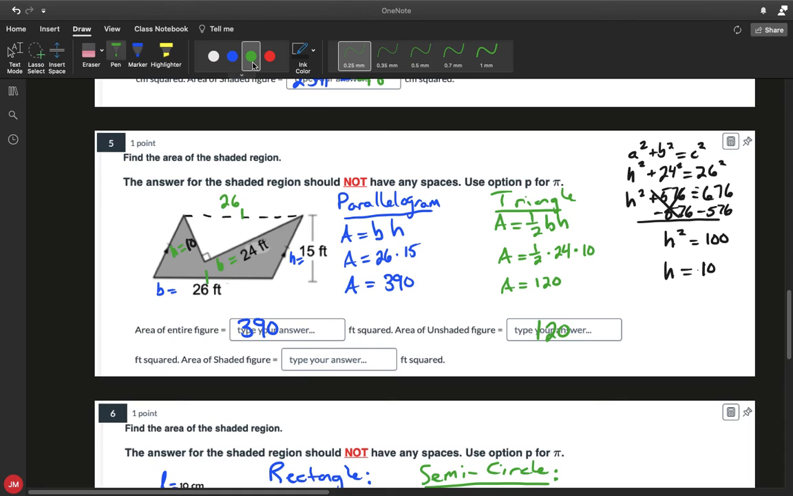Now we need to find the area for our shaded figure. So that would be taking the total area, which is 390, minus the area for our unshaded portion, which was 120. And when you subtract those two numbers, you're going to get 270. So then that would have to be the area for our shaded figure.